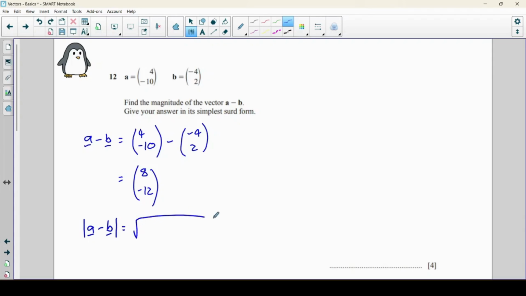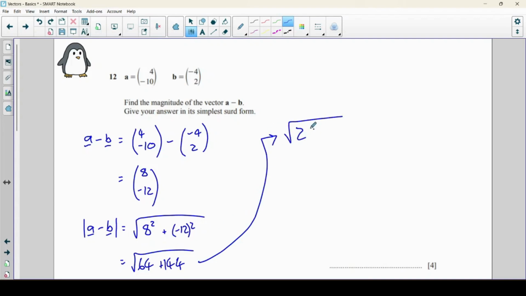Now let's go ahead and find the magnitude of that. Okay, that's by doing a bit of Pythagoras. So we've got the square root of 8 squared plus minus 12 squared. 8 squared is 64. Minus 12 squared, 144. Let's add those two things up. What's that? 208. So we've got the square root of 208.